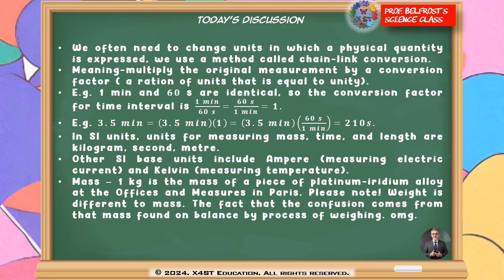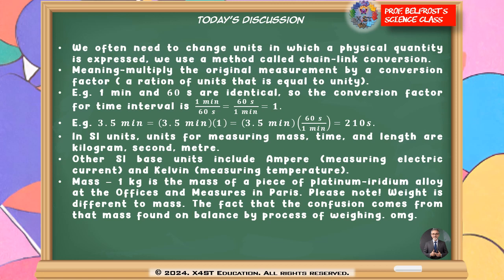I say in SI units, you have many types of units that you can use. But this is for SI that we have just discussed before, the international one. Other SI base units include ampere and Kelvin, as I have told you before. But we will focus just on mass, time, and length. We will take time to discuss them.